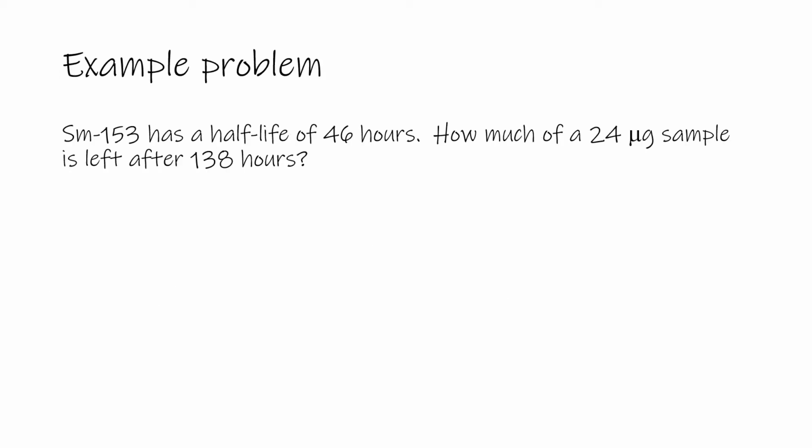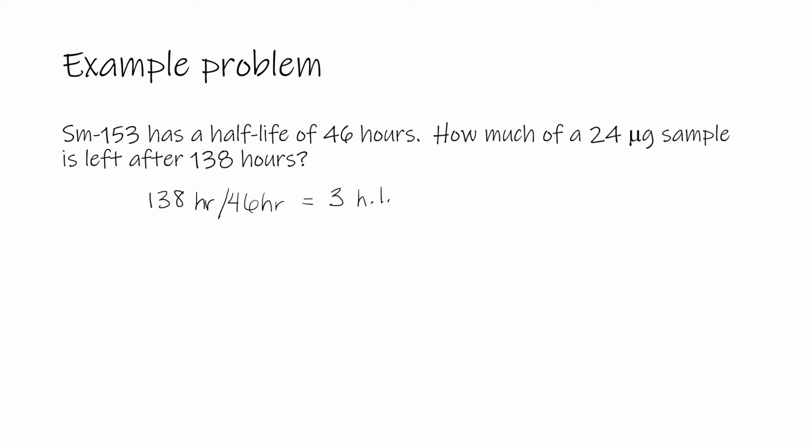So if we look at a problem and how we can use half-life in solving this, let's look at this problem here. We have samarium 153 and it has a half-life of 46 hours. How much of a 24 microgram sample is left after 138 hours? Okay, well, first of all, we have to figure out how many half-lives is 138 hours. So we can do that by saying, okay, we have 138 hours, and we're going to divide that by 46 hours to figure out how many half-lives we have. If you get your calculator, do that division, you're going to come up with 3. So that means that we have 3 half-lives.